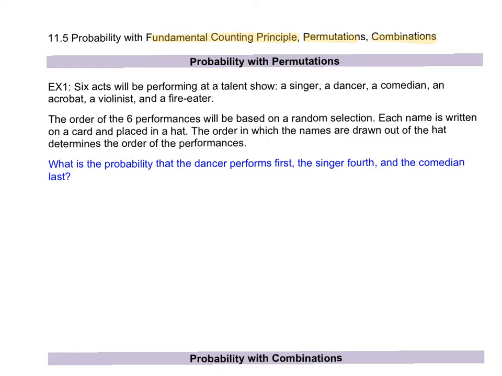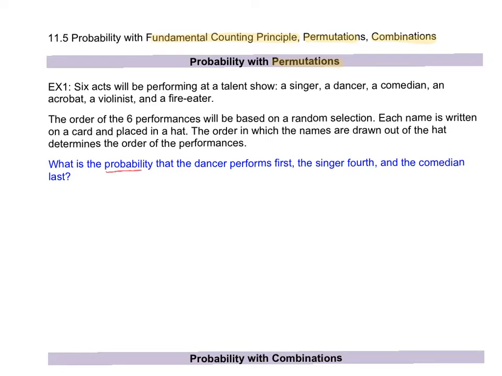So the first example we're going to look at is how you would use permutations in a probability. Example 1, let's say there's 6 acts performing at a talent show. So we have a singer, a dancer, a comedian, an acrobat, a violinist, and a fire eater. Let's say that we're going to figure out how to schedule these performances in the talent show. So it's going to be a random selection. We're going to put each act's name on a piece of paper, throw it into a hat, and then the order in which we draw out the names will determine the order that the acts perform. The question is, what is the probability that the dancer performs first, the singer fourth, and the comedian last when we pull these names out of the hat?